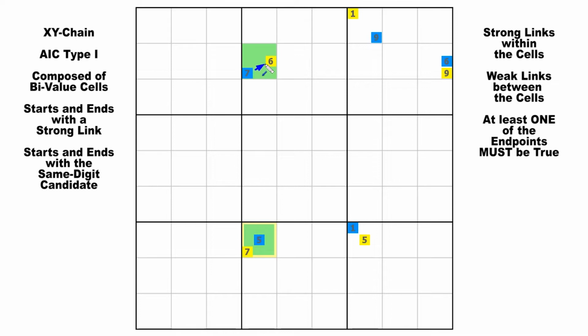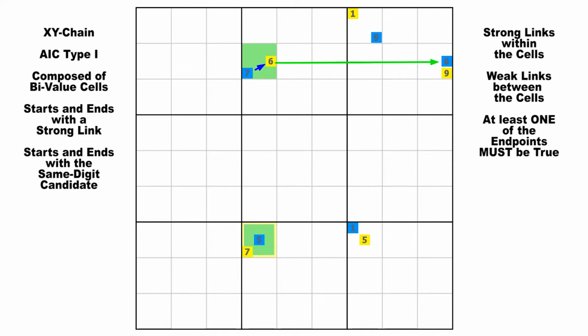We have strong, weak. Now when I am drawing these chains, I will use green arrows for the weak links and blue arrows for the strong links, as I always do. But since all the strong links in an XY chain are within the cells, I will draw the strong link if there is room, but if the 2 candidates are too close together, like this 6 and this 9, I will just leave it blank, and you will know that the strong link is implied because you will see 2 green arrows coming in and out of the cell on either side, okay?